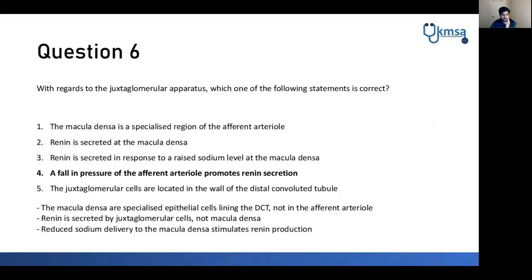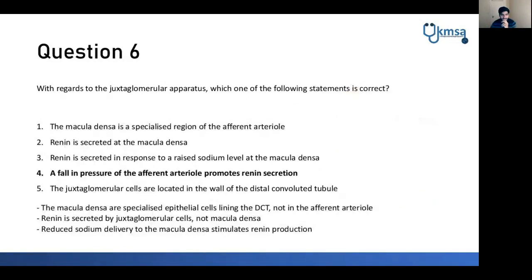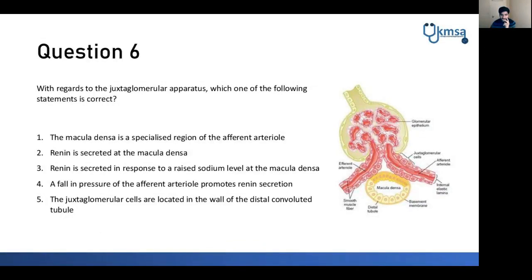Number 4. So going through them, the macula densa is a part, as you can see, of the distal tubule. You see these dark yellow cells. It's not the arteriole. Renin is not secreted at the macula densa. It's secreted by these granular juxtaglomerular cells that you see back again around the afferent arteriole. Is renin secreted in response to raised sodium level at the macula densa? So no. Raised sodium level at macula densa causes change in the arteriole, so it causes an increase in blood flow to the kidney. What does cause renin release is a fall in pressure in the receptors in the afferent arteriole. Very good. That was a tough one.